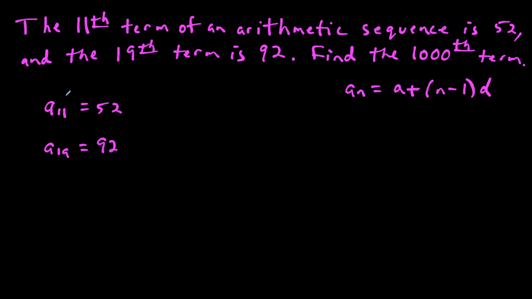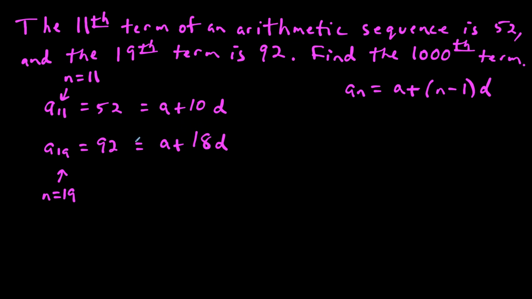So what we want to go with here is the idea that a sub 11 corresponds to n equals 11, and this corresponds to n equals 19. And we could plug that into the general formula here, that at n equals 11, we would have a plus, and we have 11 minus 1 is 10 times d. So this would represent the general formula for n equals 11. And if we apply the general formula for n equals 19, we would have a plus 19 minus 1 is 18. So we have 18d.